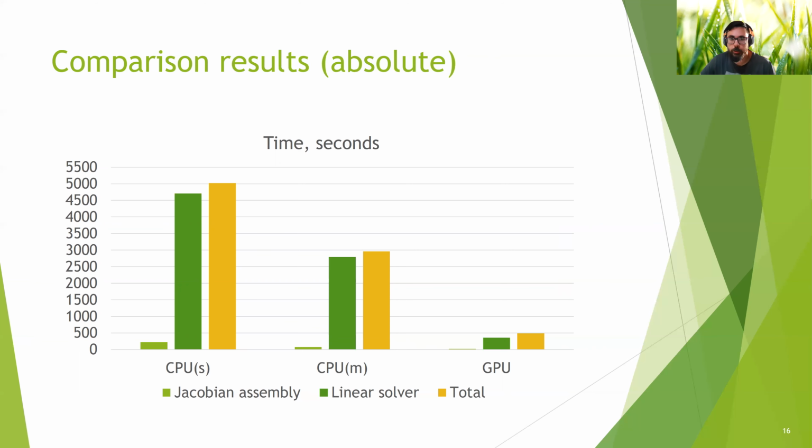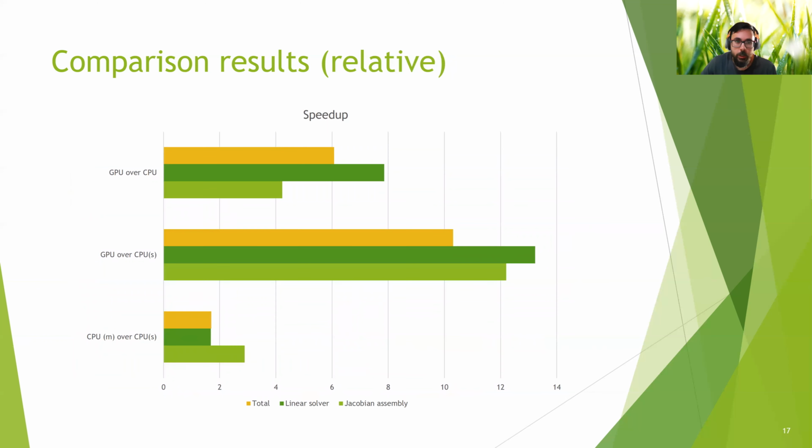So we got an answer to the question in the beginning. Now, relative comparison: if we compare GPU over multi-threaded CPU, the most fair comparison, then the total speedup is about 6. If we compare GPU over the sequential CPU version, the total speedup is around 10, while the linear solver, for example, is 13 times faster. At the same time, the multi-threaded version on CPU can only improve it by a factor of 2 or 3.